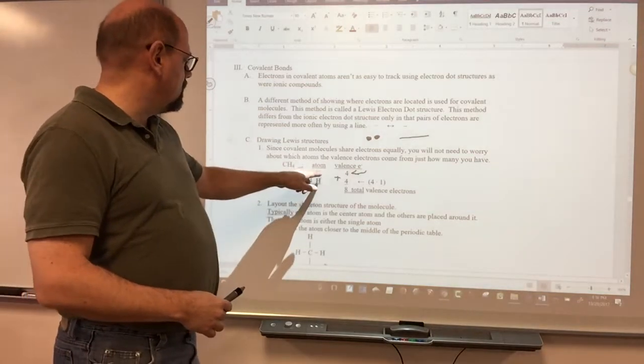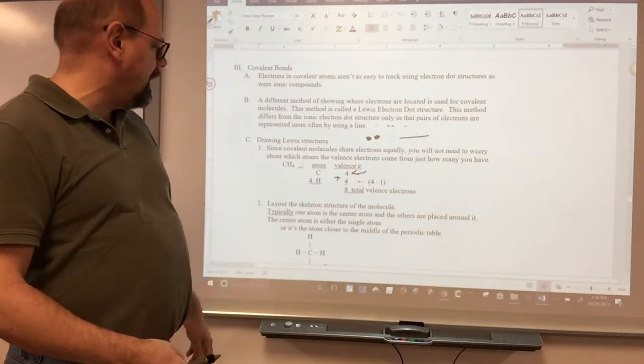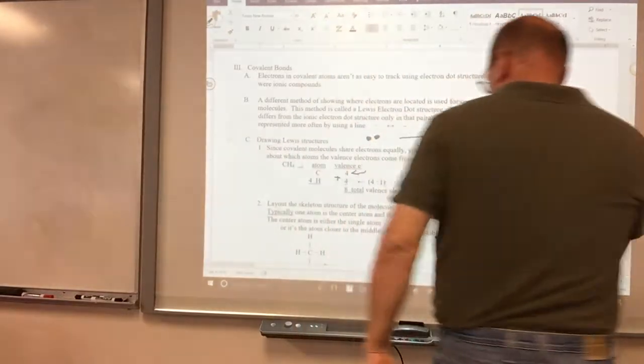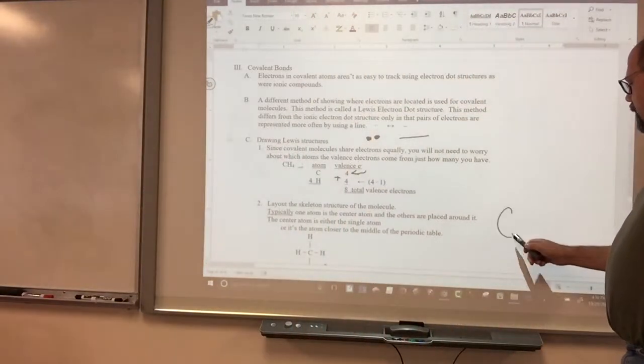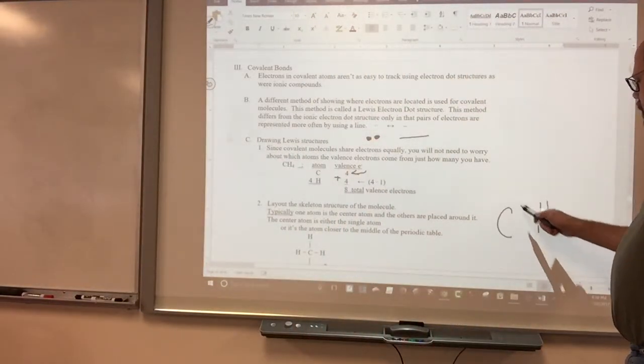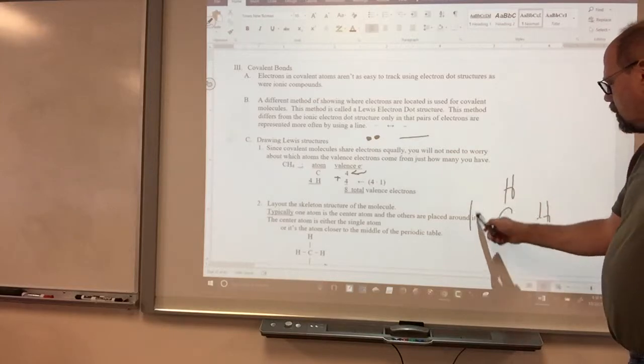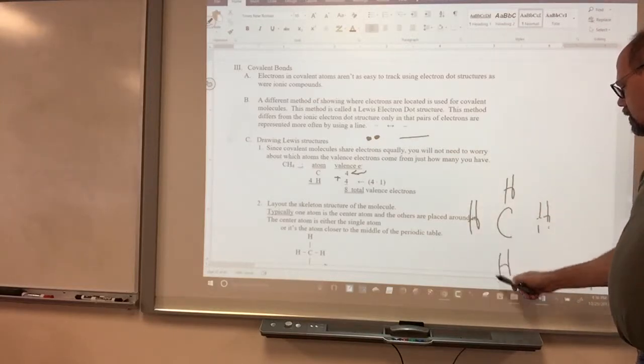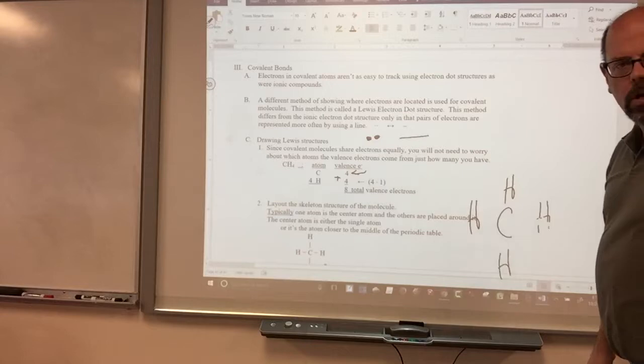In this case, there's 1 C and 4 H's. So I'm going to lay that out over here. It's already done for us in the notes, but I'm going to lay it out here, and I'm going to put the 4 H's around it. Okay? That's the skeleton structure.